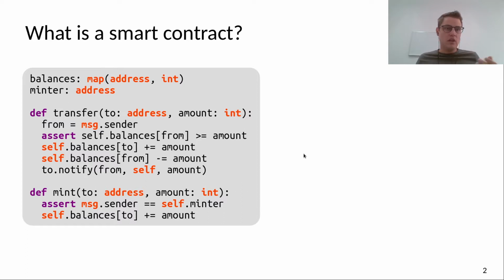So if you think about it, this looks a lot like a standard class in a normal object-oriented programming language, right? We have fields, we have methods that modify those fields. But there are some important differences, in particular when reasoning about smart contracts versus reasoning about standard object-oriented programs.